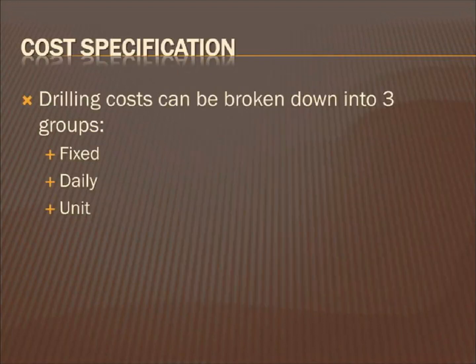Breaking down drilling costs into three distinct groups allows companies to make economic decisions regarding well location. These groups are fixed costs, daily costs, and unit costs. Fixed costs are those that remain constant throughout the drilling process no matter how long it takes. Daily costs adjust according to the duration of the process. And unit costs are determined by the amount of a specific material used during the drilling process.